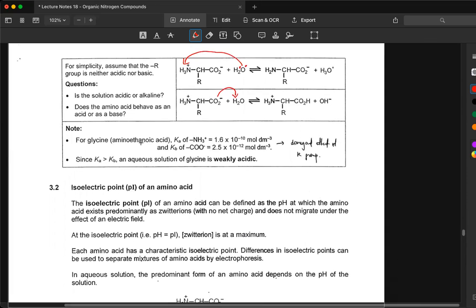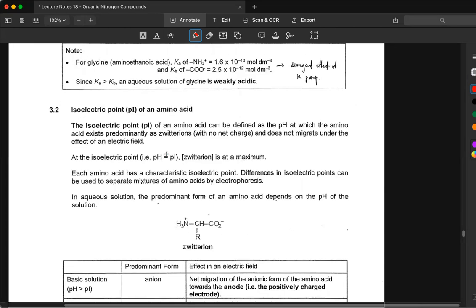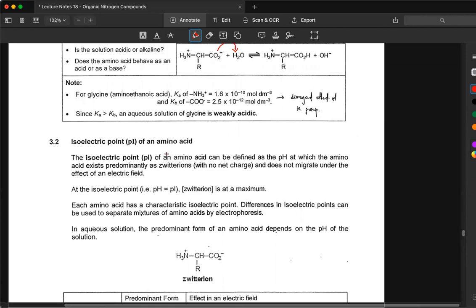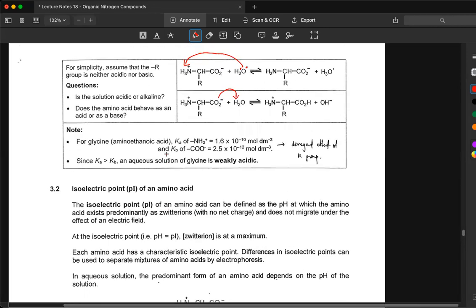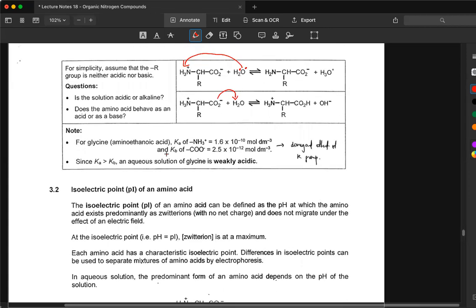So for glycine, aminoethanoic acid, the Ka of the NH3+ is 1.6 and the Kb is 2.5. So since Ka is larger than Kb, the glycine is weakly acidic. Now, this is something that we have talked about, the pI, the isoelectric point, that is used for amino acids.